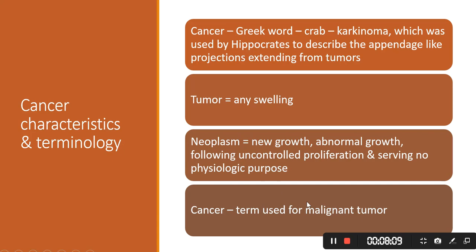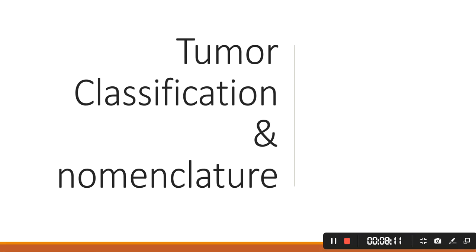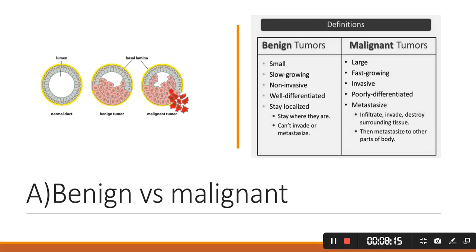I just said that. Now what is the tumor classification and nomenclature? The classification we first discuss is benign and malignant tumors. What are the benign tumors? They are generally small, slow growing, and non-invasive. What do you mean by non-invasive? They are restricted. For example, this is a normal organ, a normal duct. You see these are the epithelial cells, and this is the basement membrane, the yellow colored.